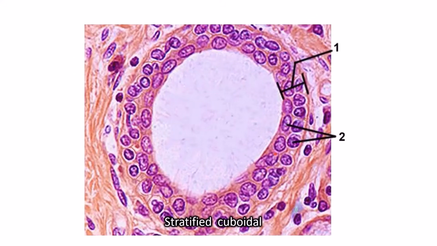This is stratified cuboidal, easy enough to tell because you have two nice rows of circular nuclei, which you would only see in stratified cuboidal.